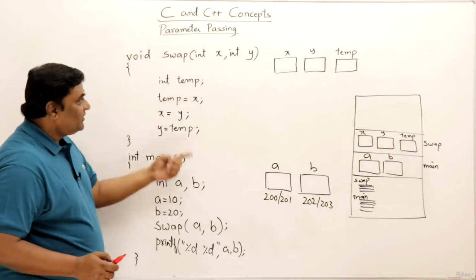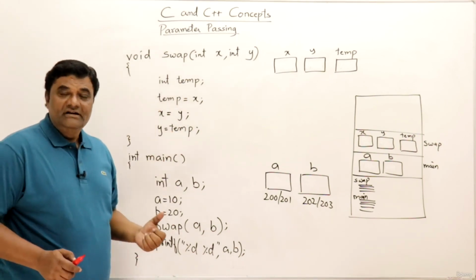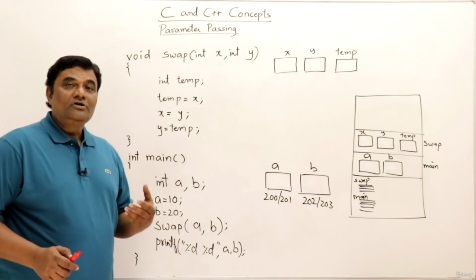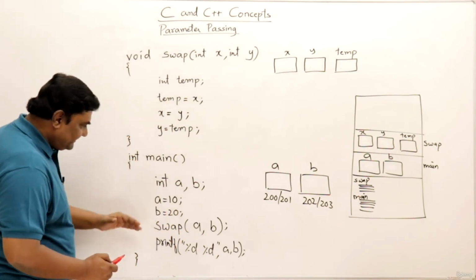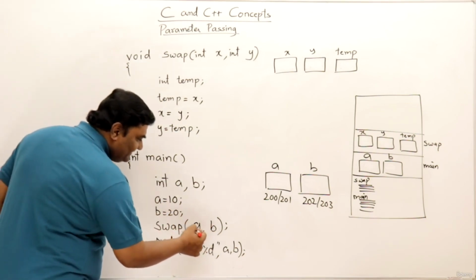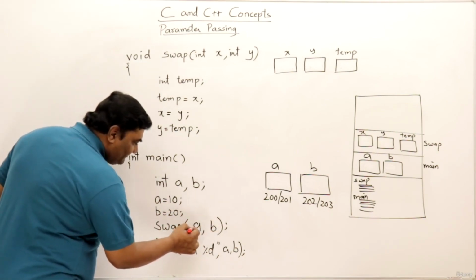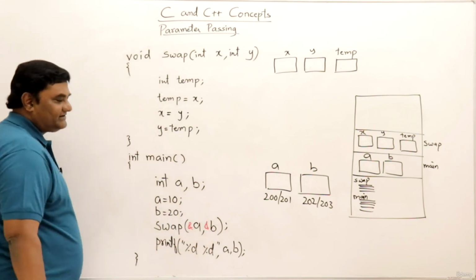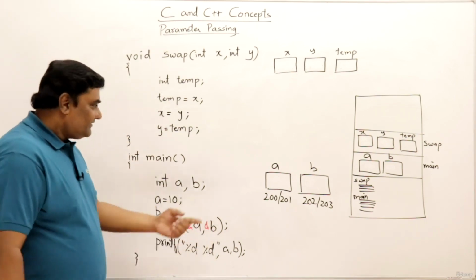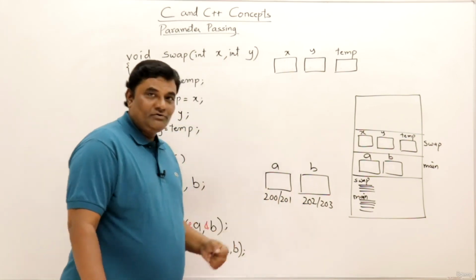This code is same as call by value code, right? Now how to convert it into call by address code? So what are the things I have to do? Inside the main function, when I'm passing these parameters, these are actual parameters, so I should send their addresses. So the first thing, it means I am sending 200 and 202.